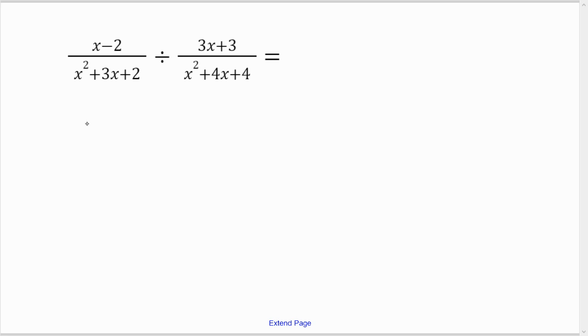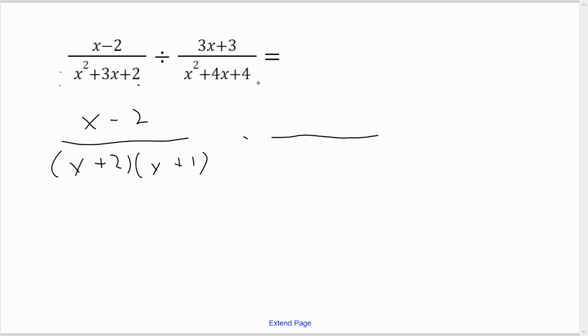Last example here. So the x minus 2 in the top, that just stays. X squared, so I'm going to go with my 2 sets of parentheses. Multiplies to make 2, adds to make 3. That's got to be just 2 and 1. Division changes to multiply. So I'm looking at the bottom. So I'm going to take that x. Well, multiplies to make 4 and adds to make 4. Well, 2 and 2.